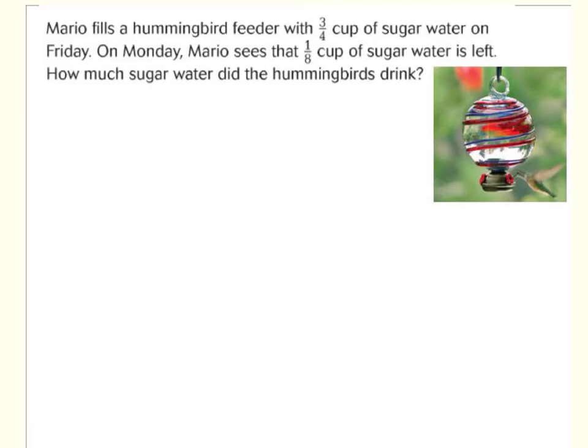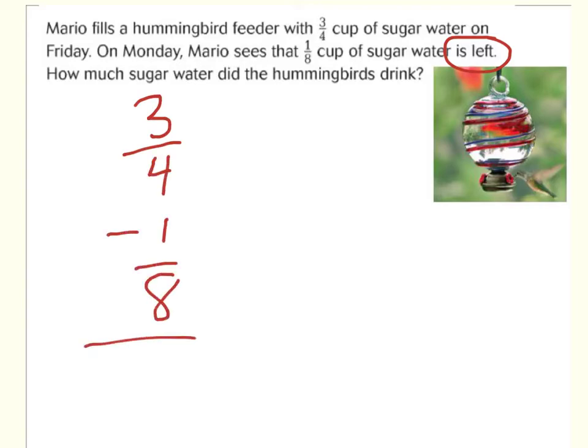So I have to take a look at what the question is stating. 3/4 cup of sugar water is what I began with. Then the hummingbirds drank some of the sugar water, and 1/8 cup of sugar water is left. So because I took away from the whole, I will have to subtract. So 3/4 minus 1/8 will be my problem. Well, if you notice, the denominators are different, so I have to make a common denominator. I do that by finding a common multiple.